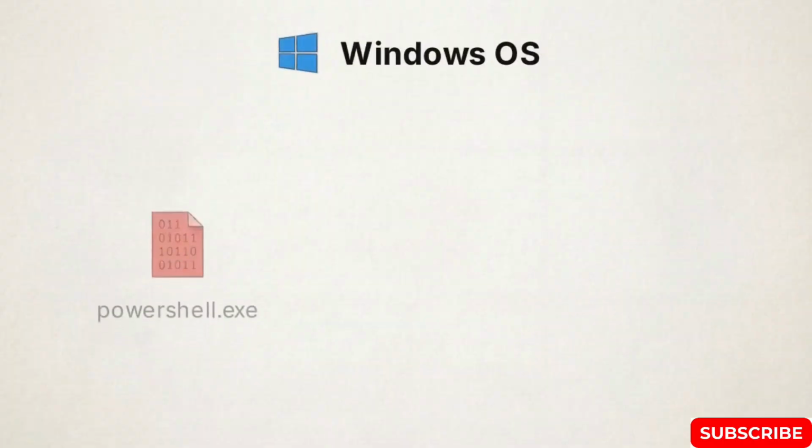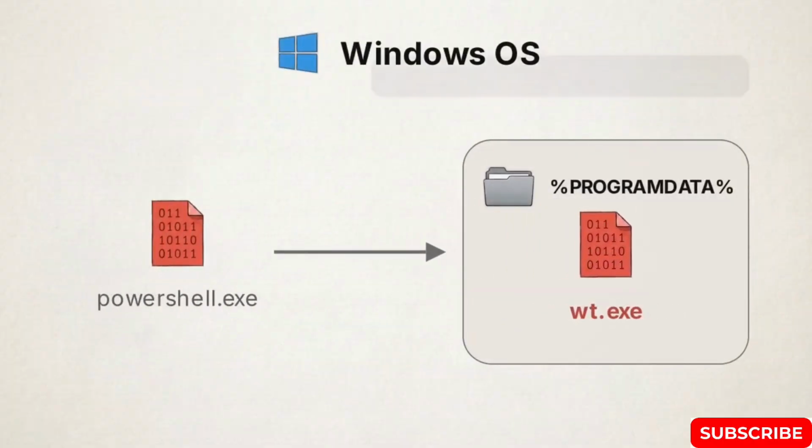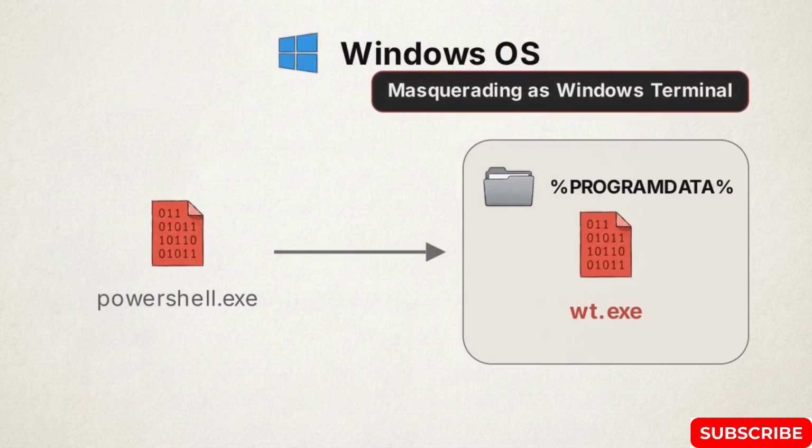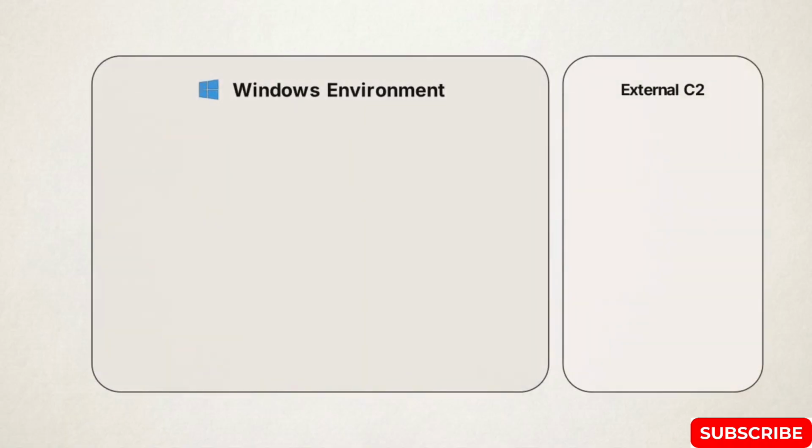On Windows, the malware copies the local PowerShell binary and renames it to masquerade as the Windows Terminal app, wt.exe. It executes a VB script from the temp directory to pull down a secondary PowerShell RAT script from the external server. Windows is the only target where the malware establishes persistence.